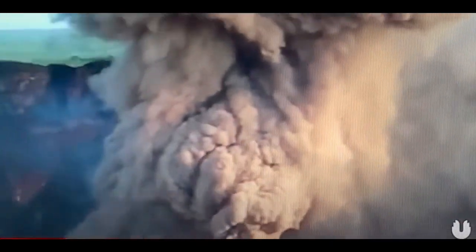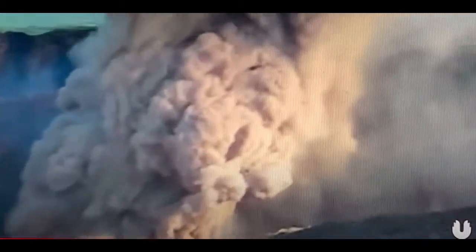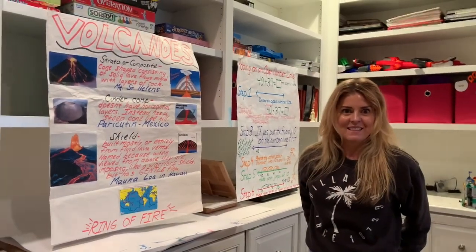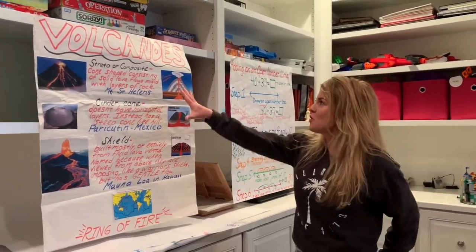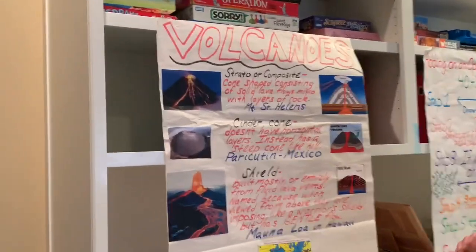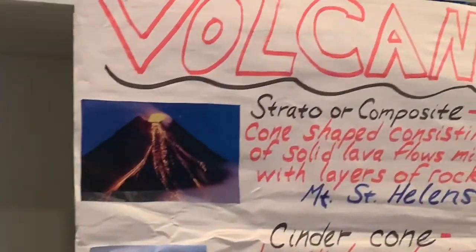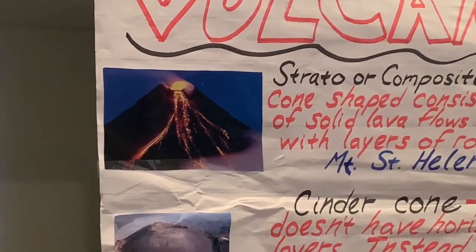So now we're going to take a little break, and I'm going to show you actually some pictures that I have. All right, class, I just wanted to show you my cool poster that I made talking about the different types of volcanoes. The first one we're going to talk about is the strato or composite volcano.